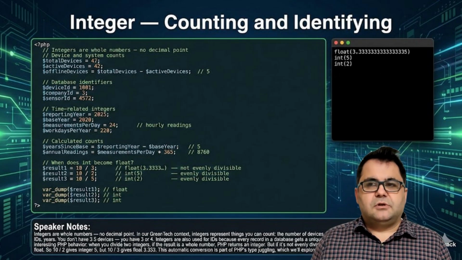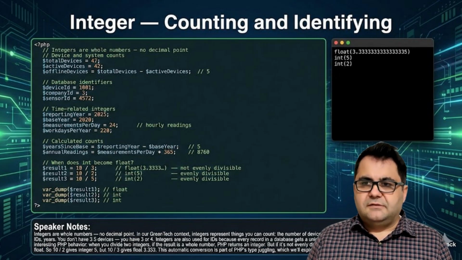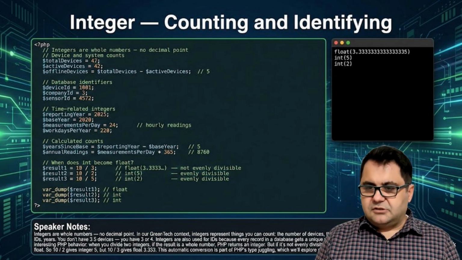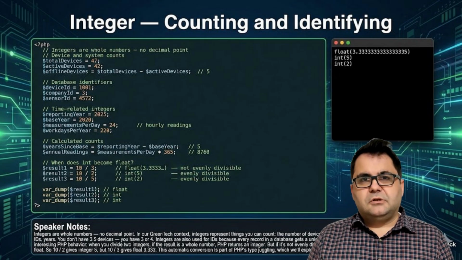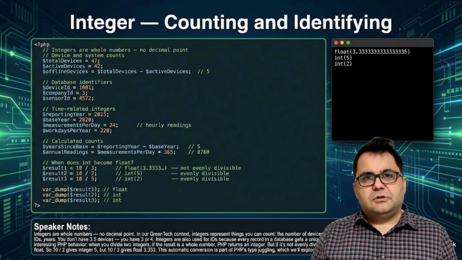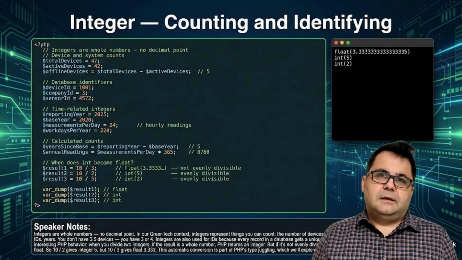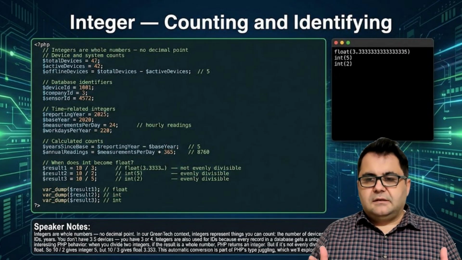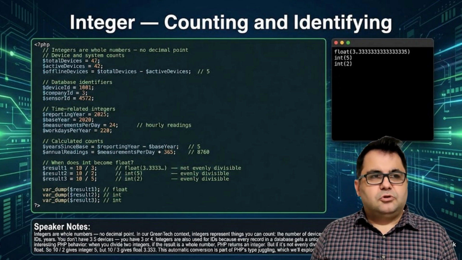Integers are also used for IDs because every record in a database gets a unique whole number identifier. An interesting PHP behavior: when you divide two integers, if the result is a whole number, PHP returns an integer. But if it's not evenly divisible, PHP automatically returns a float. So 10 divided by 2 gives integer 5, but 10 divided by 3 gives float 3.333. This automatic conversion is part of PHP's type juggling, which we'll explore shortly.